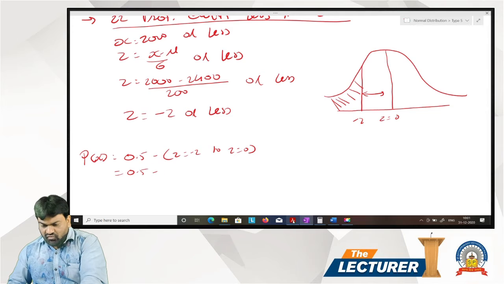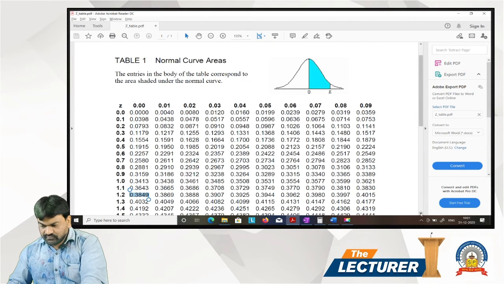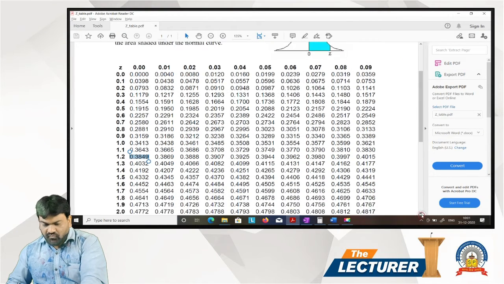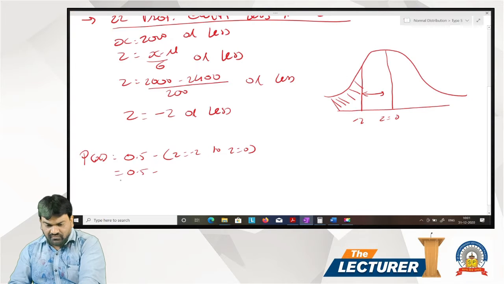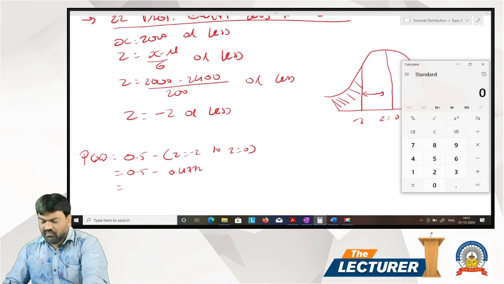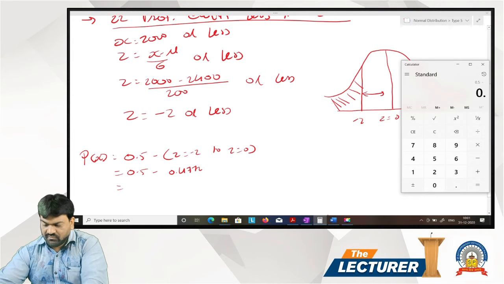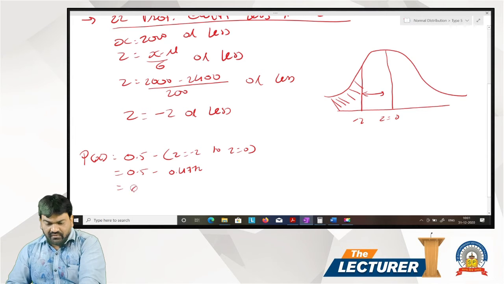0.5 minus the probability of 2, which is 0.4772. So 0.5 minus 0.4772 is 0.0228.